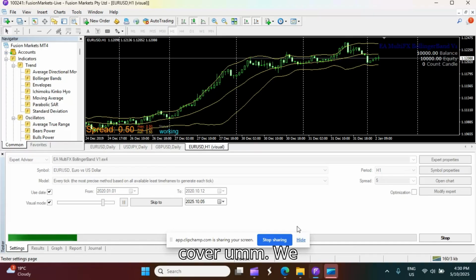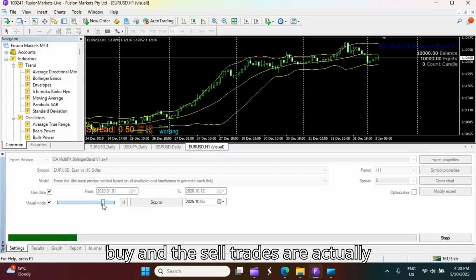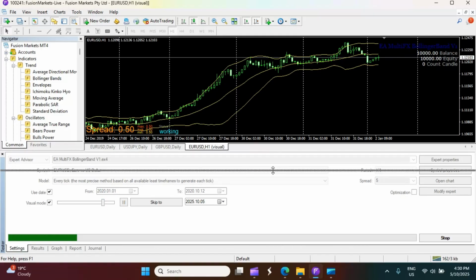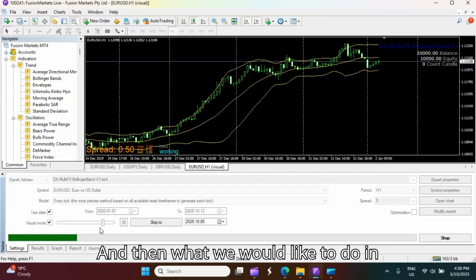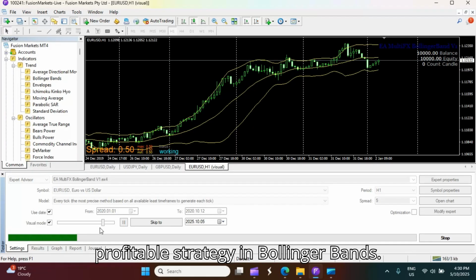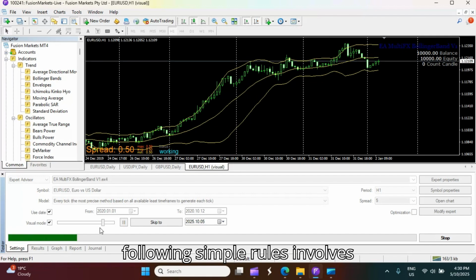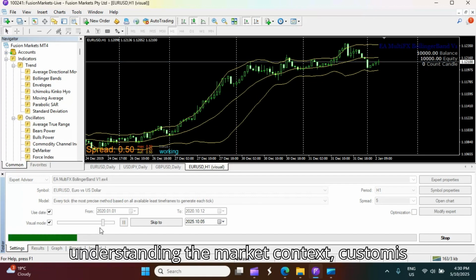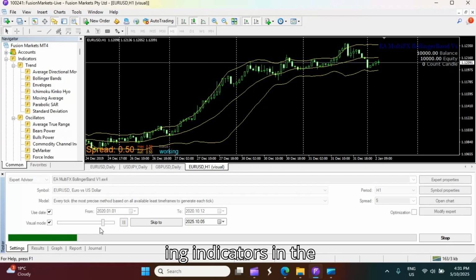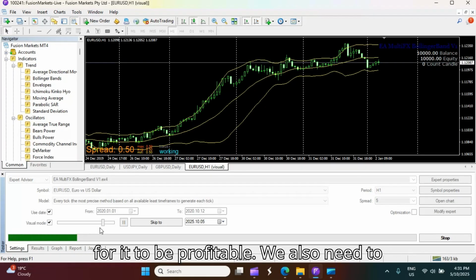Today we wanted to confirm whether the buy and the sell trades are actually working based on the strategy. And then what we would like to do in this episode is continue to build a profitable strategy using Bollinger Bands. Now, it requires more than just following simple rules. It involves understanding the market context, customizing indicators, and the introduction of robust risk management for it to be profitable.